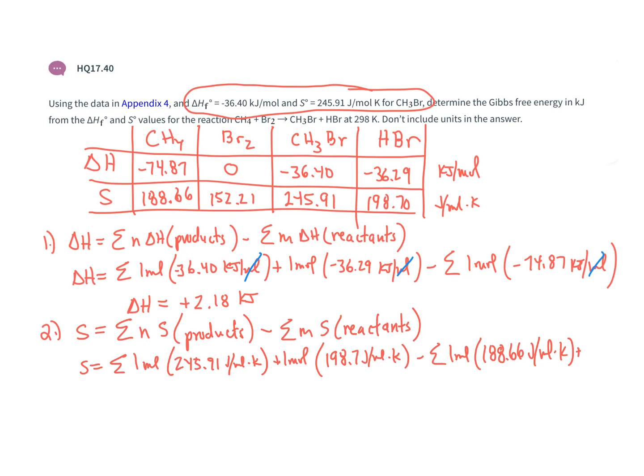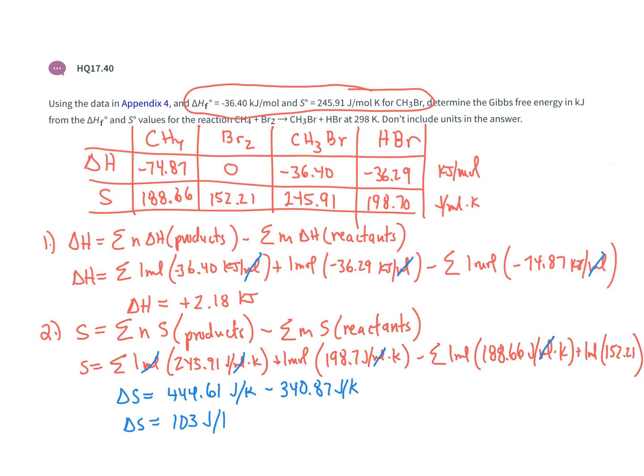plus the last one, the 152.21 joules per mole Kelvin. I didn't have room to write in the units there. We multiply through and moles cancel out, moles cancel out, moles cancel, and moles will cancel there. And then we're going to add these two together. We get our delta S equals 444.61 joules per Kelvin minus, on the other side, 340.87 joules per Kelvin. So subtract those two, my delta S equals 103 joules per Kelvin.